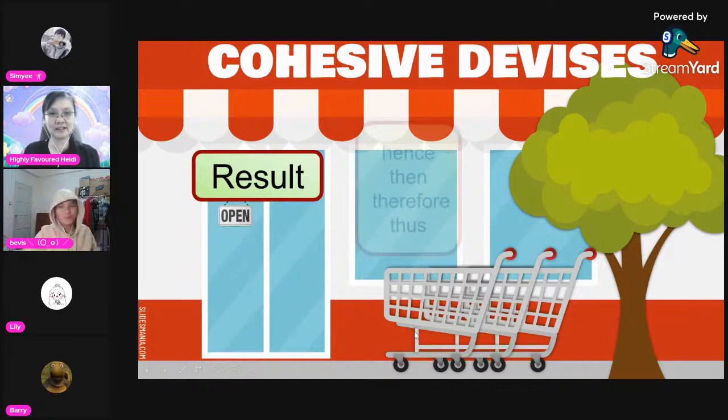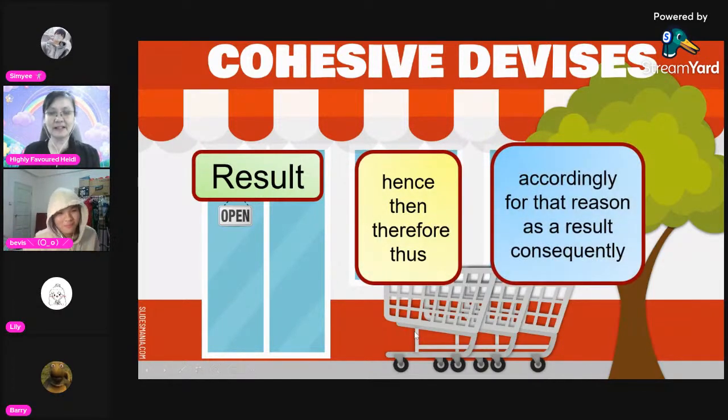Now result: hence, then, therefore, thus, accordingly, for that reason, as a result, consequently. When you want to touch on a result, you use words like therefore. Let's say the listening test was easy. Therefore, all my Form 5 students scored A. Thus or hence all give the same meaning.